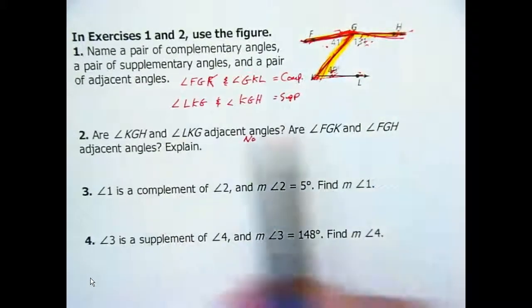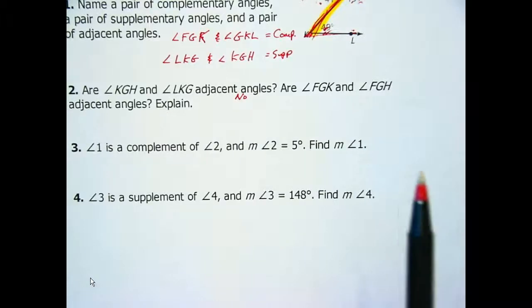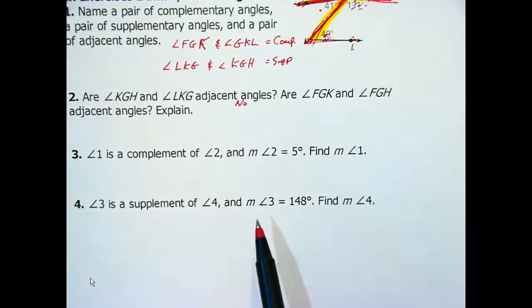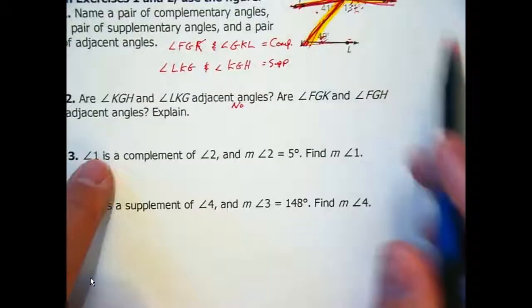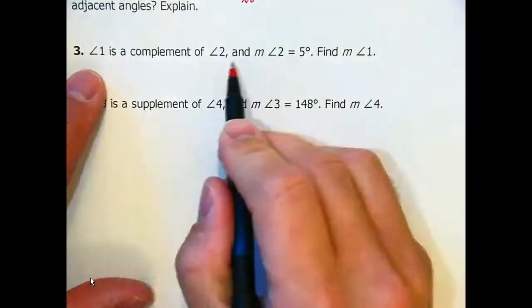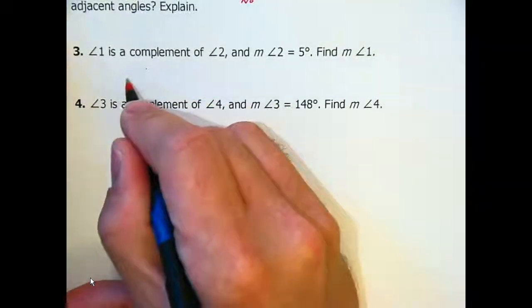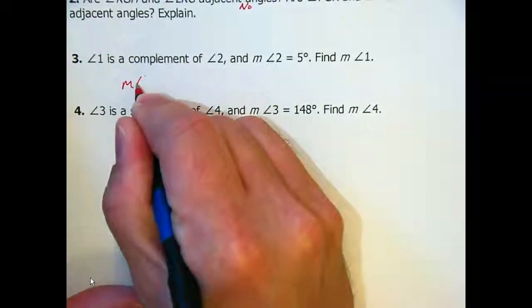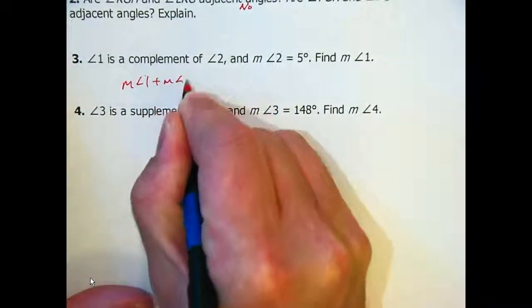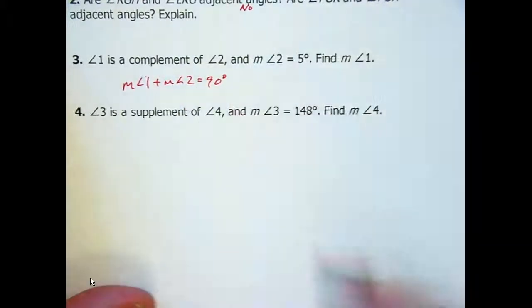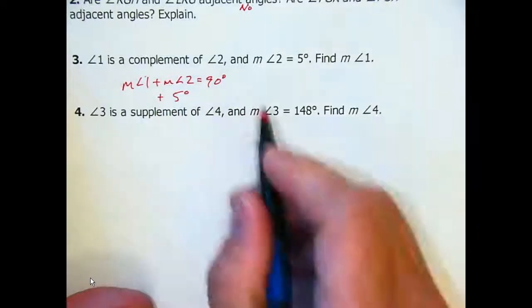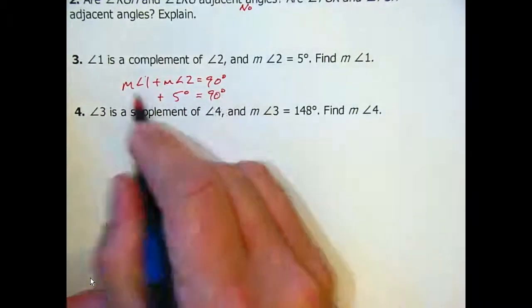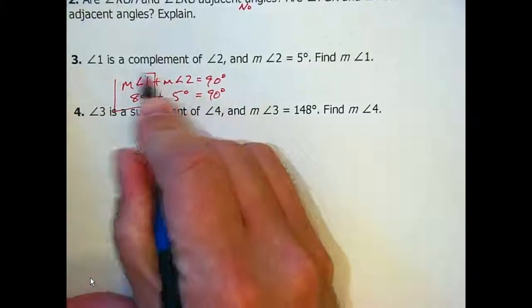All right. Who got number 3 right? How many are guessing? I might have it right. Okay. Angle 1 is a complement of angle 2. So what's that mean? Good. The measure of angle 1 plus the measure of angle 2 equals 90. Okay? If angle 2 is 5 degrees, what is angle 1? Yes? 85 degrees. Angle 1 has to be 85. It has to add up to 90.